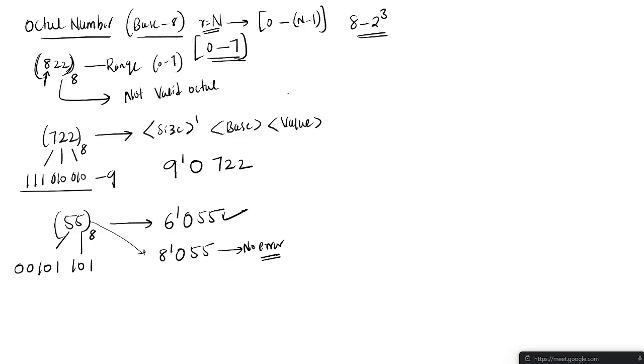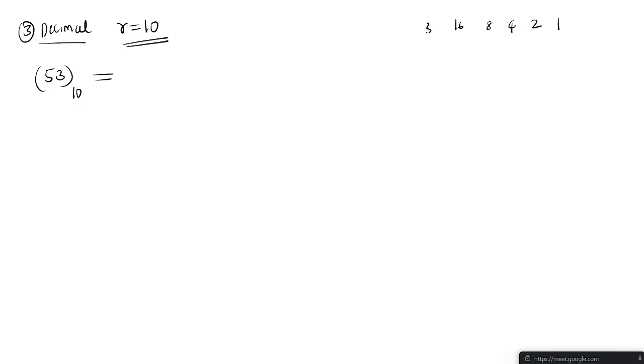Understood. Next, third is decimal. Decimal has a radix of how much? 10. Suppose 53 to the base 10 is there. How can you represent it? It is decimal, so again we have to convert into binary. 1, 2, 4, 8, 16, 32, 64.